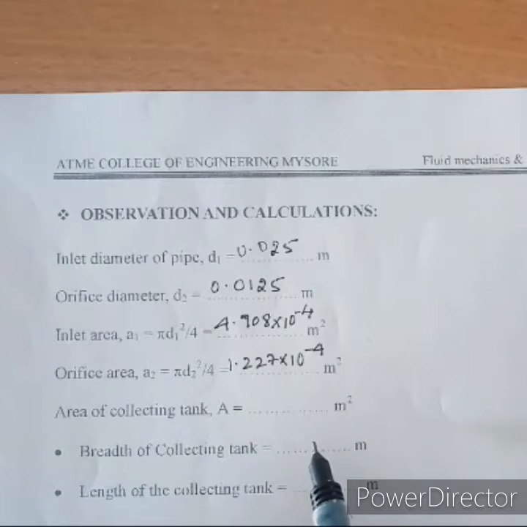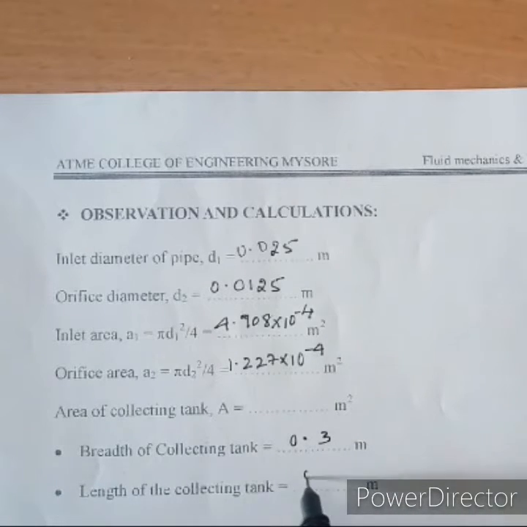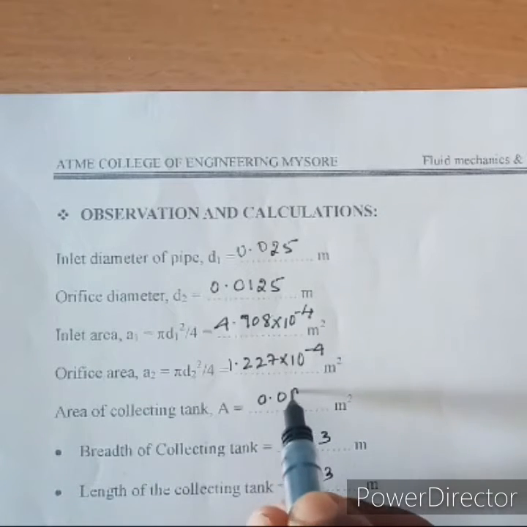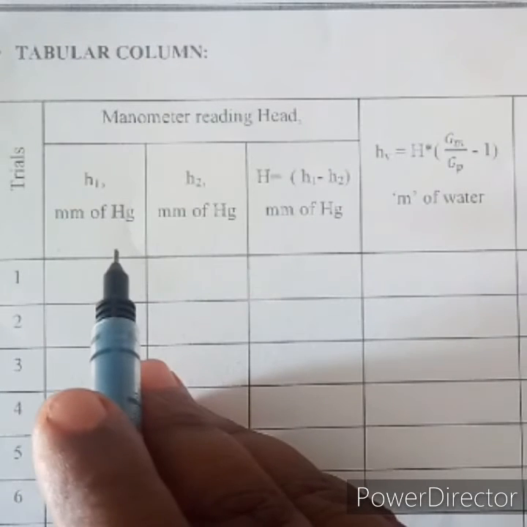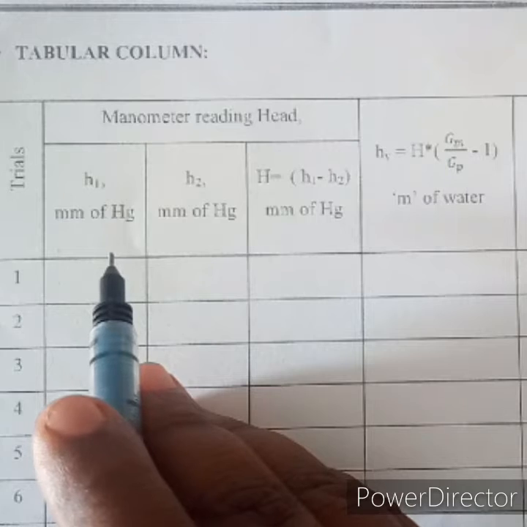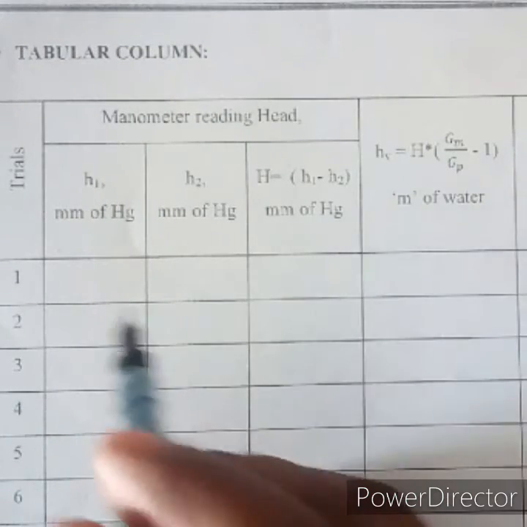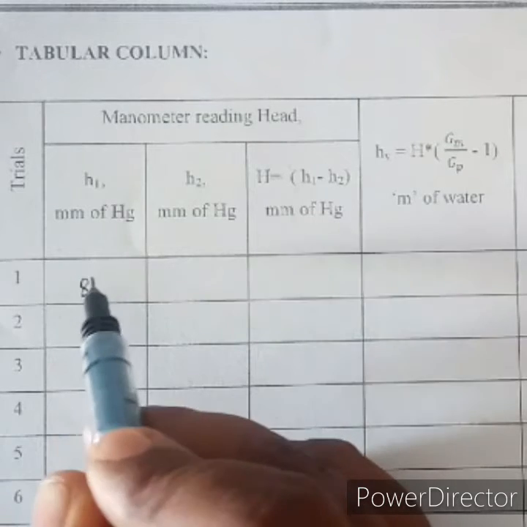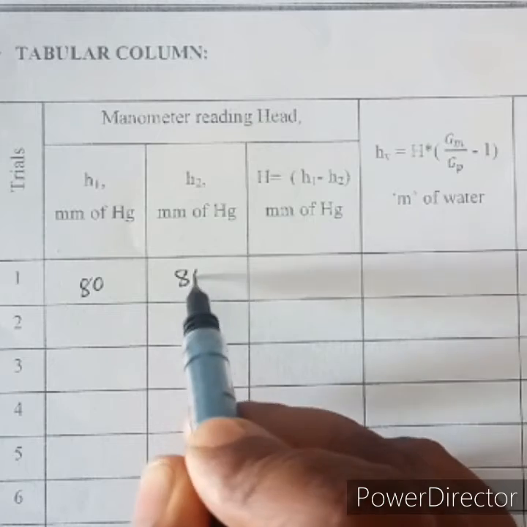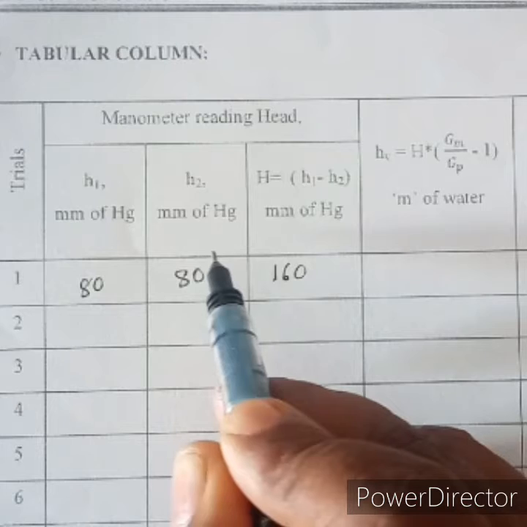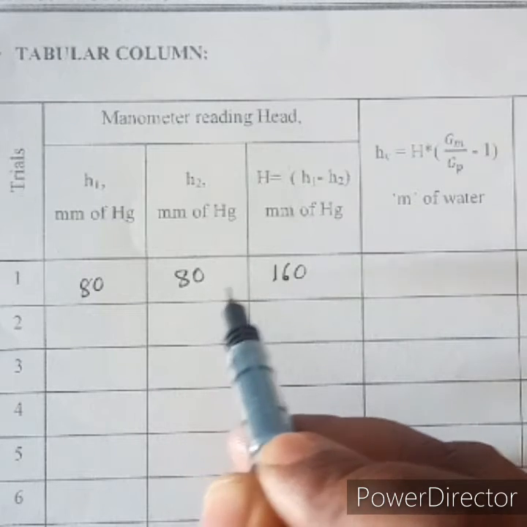Measure the breadth and the length of the collecting tank, which are taken as 0.3 meters and 0.3 meters. Therefore, the area of the collecting tank will be 0.09 meter square. To calculate the theoretical discharge in an orifice meter, we require the orifice head, which is taken as HV. The mercury level with respect to the left limb and right limb is 80 mm of mercury and 80 mm of mercury. Therefore, the total head will be 160 mm, since the left limb is below the negative scale.